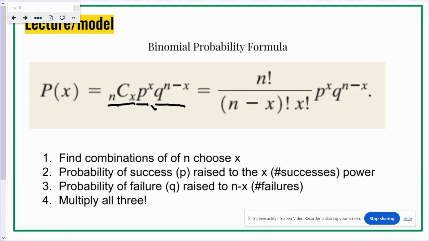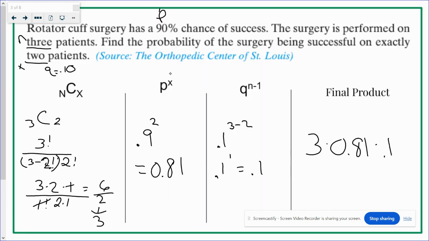All right, and now those are our 3 different pieces, remember, from the formula. We have our combination is step 1. Probability raised to the x is step 2. Failure raised to the n minus x is step 3. Now we multiply those together. 3 times 0.81 times 0.1 is 0.243, which would be about 24.3%.